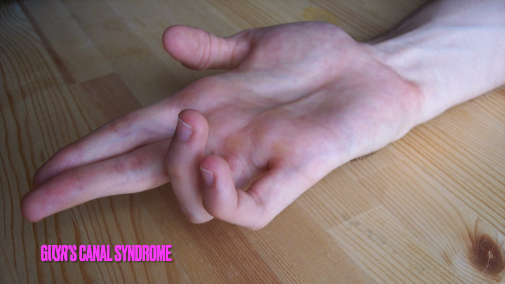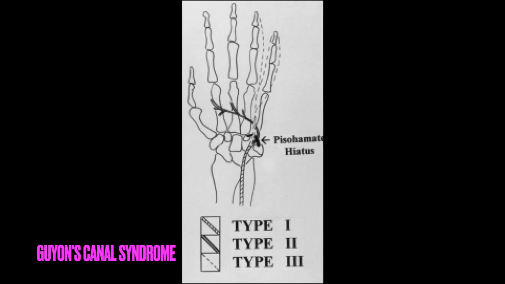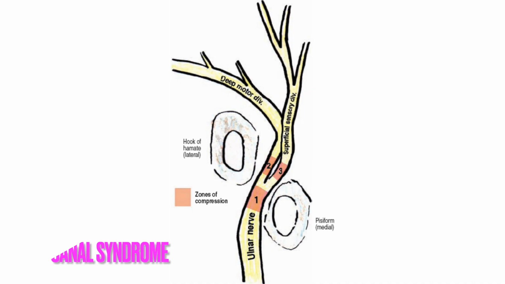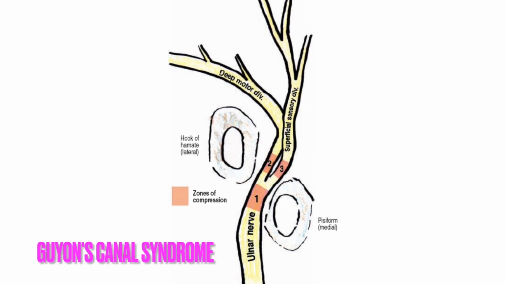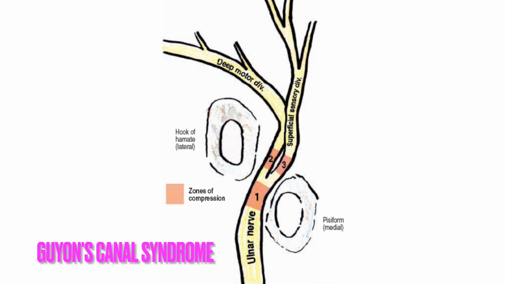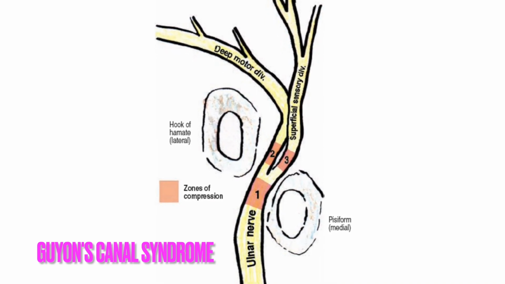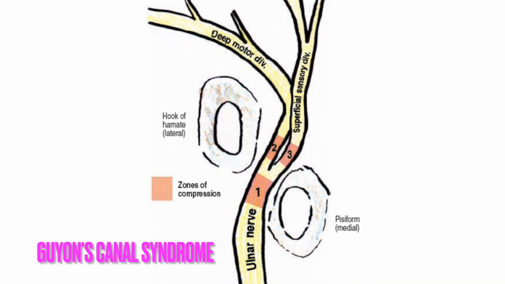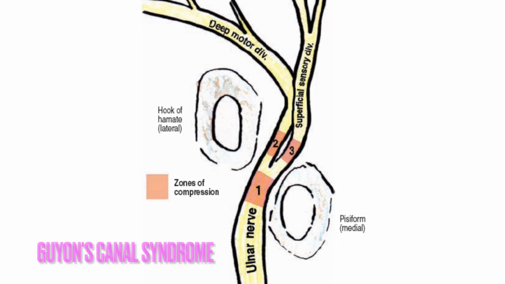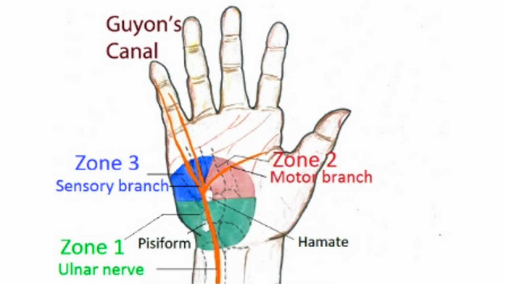Now, a little bit of additional information for you: this Guyon's canal syndrome has been divided into three types depending upon the site of injury and the type of fibers involved, like sensory or motor or both. So, for the convenience of study, we have divided it into three zones. These are the three different zones of injury.